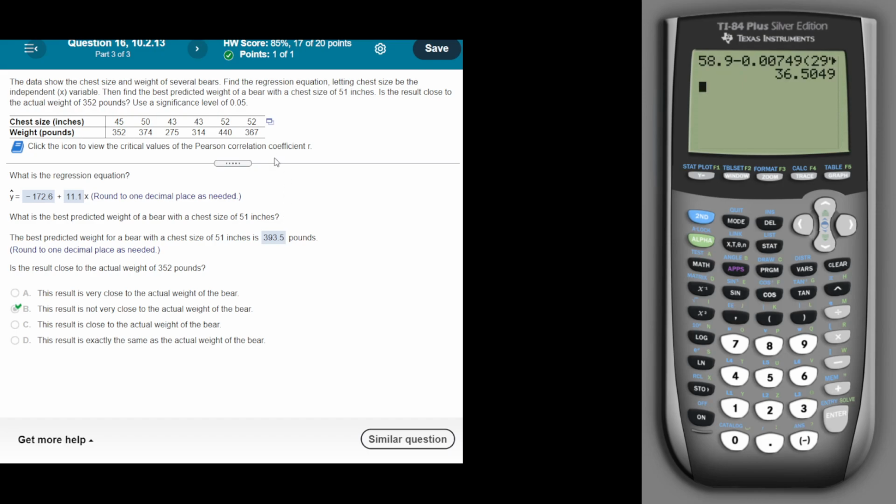So we have two sets of data. I'm going to make quick work of this inside the TI-84. You go to stats, edit. Let's clear everything. Okay, so we have 45, 50, 43. The numbers are short, so I'm willing to use this over StatCrunch.